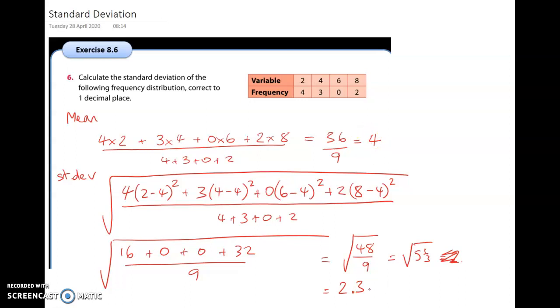As a final point, the idea of a standard deviation is that it's just a way of describing how spread out the data is from the mean of the data. That's all it's there for. And it only really comes into play when you start comparing two sets of data. You'll find later on in exercise 8.6 there are a few questions which get you to compare two sets of data.